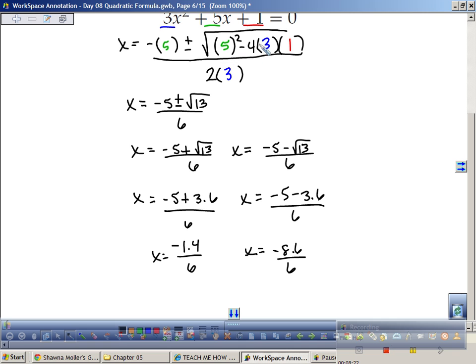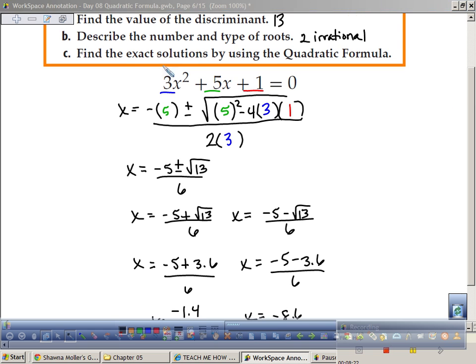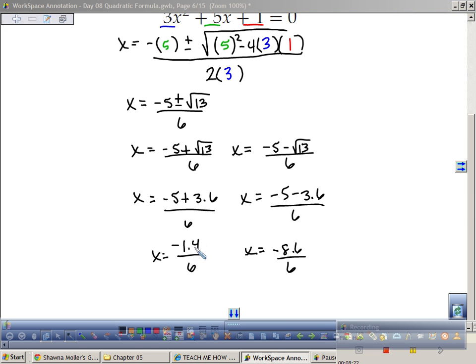Because 25 minus 12 is 13. You see it? What is it? No. This is why it says right here, find the exact solution. All right, maybe. What's negative 1.4 divided by 6?